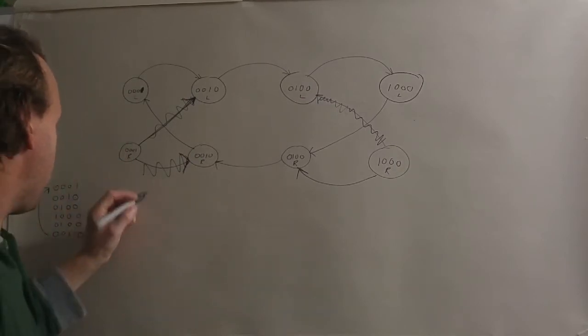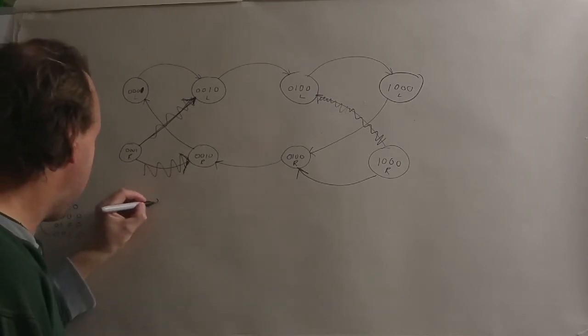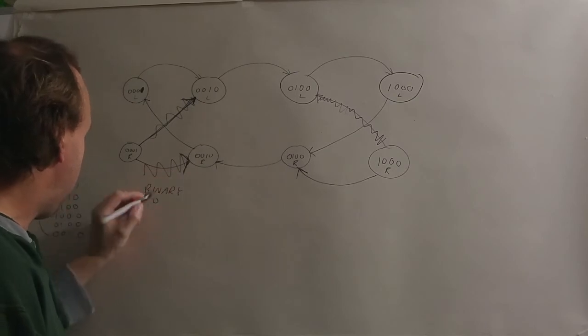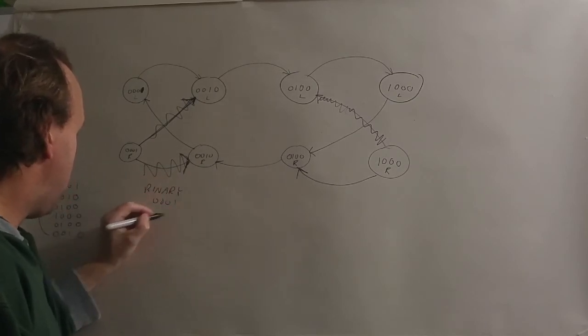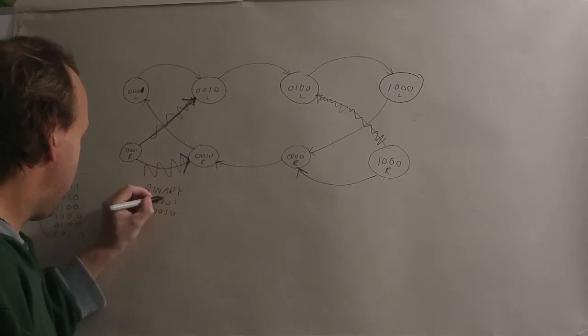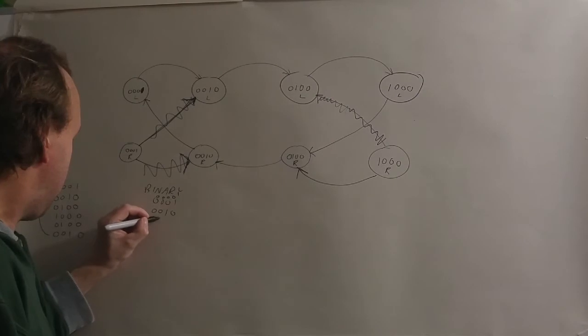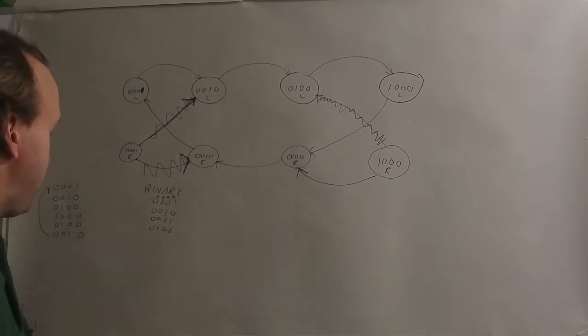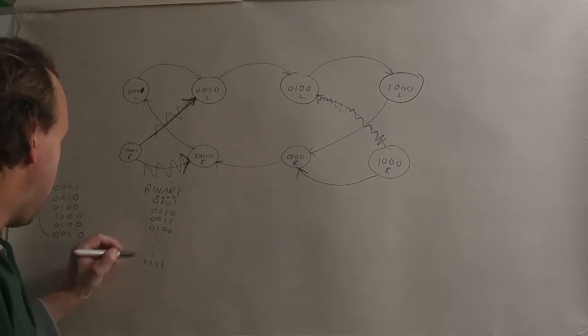So I've got a counter that'll count in regular binary. It'll start at 0000, it'll go to 0001, oh yeah, I missed 0010, 0011, 0100, and so forth, up to 1111, and then go back to 0.